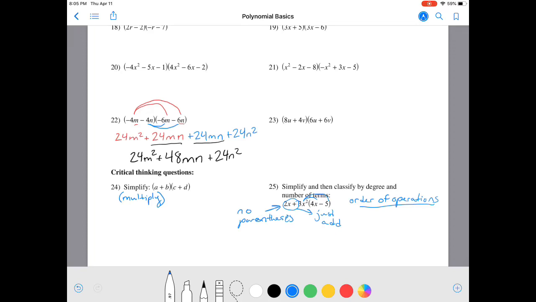So I want you guys to finish the problems on both sides of this sheet, and this can also serve as a good study guide for the quiz that we're going to have on Monday. So I hope you guys have a great weekend, and make sure you turn this in to me at the beginning of class so I can give you credit and hand it back to you to use on the quiz.